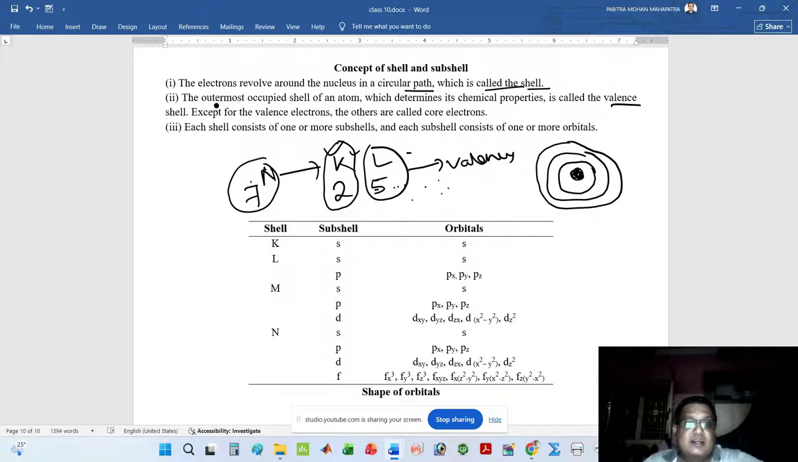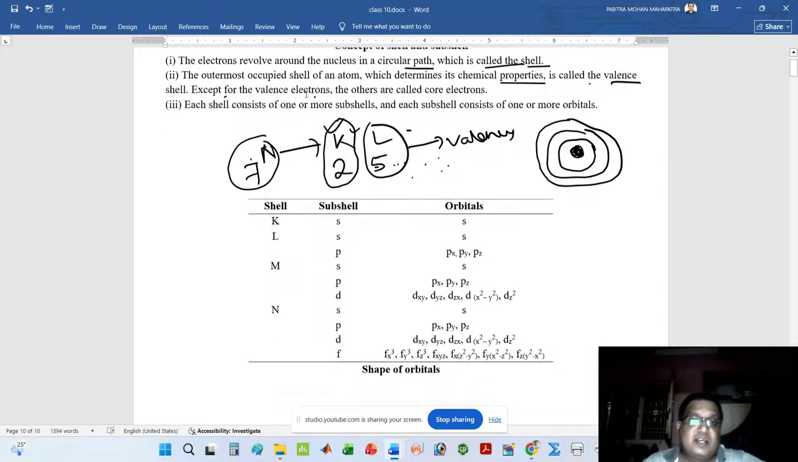So here I can say that the outermost occupied cell of an atom, which determines its chemical property, is called the valency cell. Except for the valency electrons, the other electrons are called core electrons, and these cells are said to be inner cells. Let me explain this point.